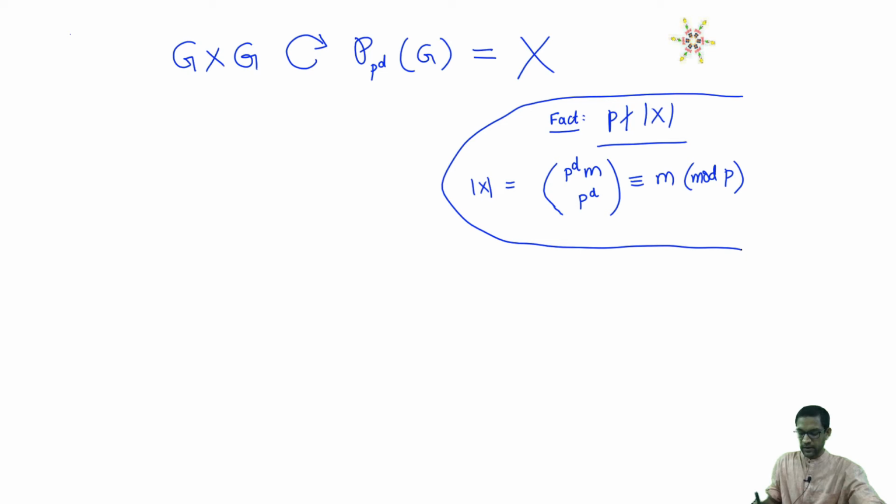So now we have the following interesting thing. We have a group acting on a set whose cardinality is not divisible by p, and inside this group let's consider the following subgroup.